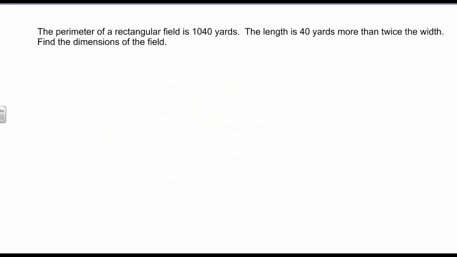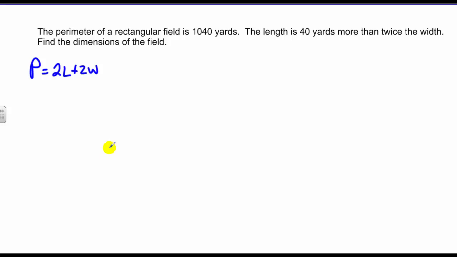Perimeter of a rectangular field is 1,040 yards and the length is 40 more than twice the width. So let's take a look. First of all, we know the perimeter is equal to 2 times the length plus 2 times the width. We learned that earlier in the year.